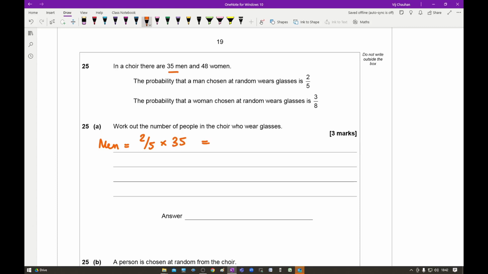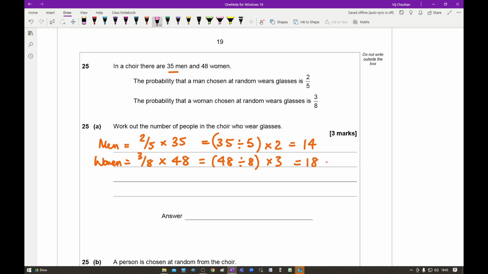All we need to do here is divide by 5 times by 2, so that's going to be 35 divided by the denominator multiplied by 2, which gives us an answer of 7 times 2, which is 14. Then for the women, we just need to do the same. So this is going to be 3/8. This time we're going to multiply by 48. So that's going to be 48 divided by 8, which is 6, times 3, which is 18. Then all that's left for me to do is to add the two numbers together. So here we've got 14 plus 18, so that's going to give me an answer of 32.